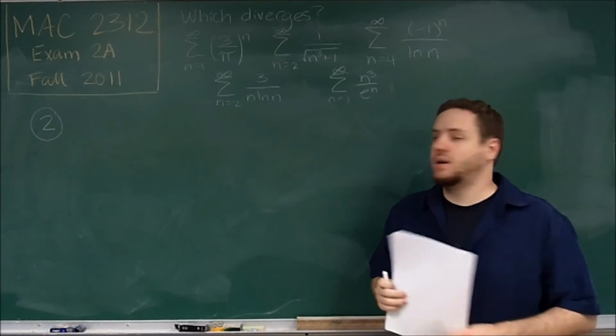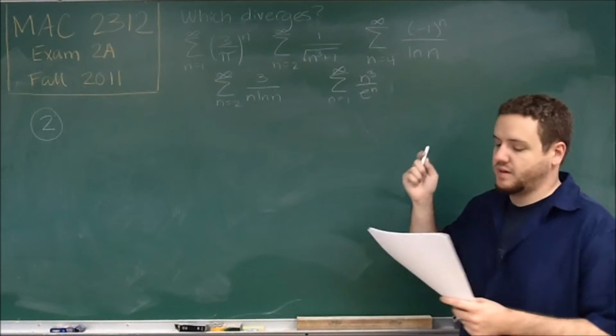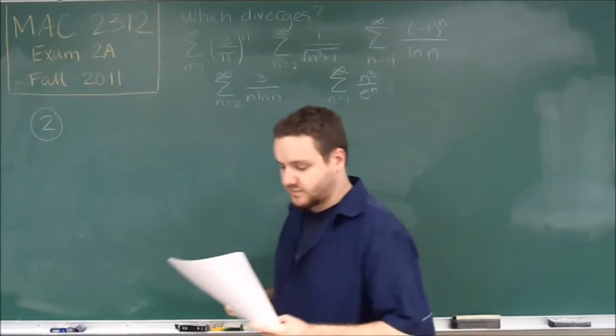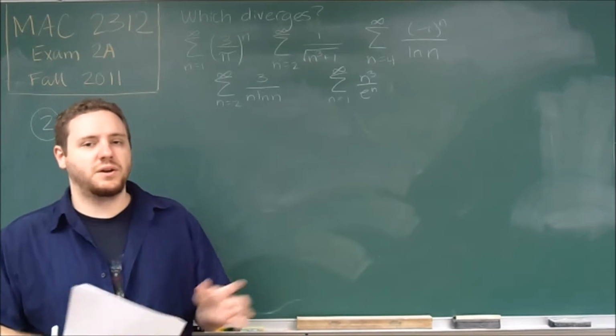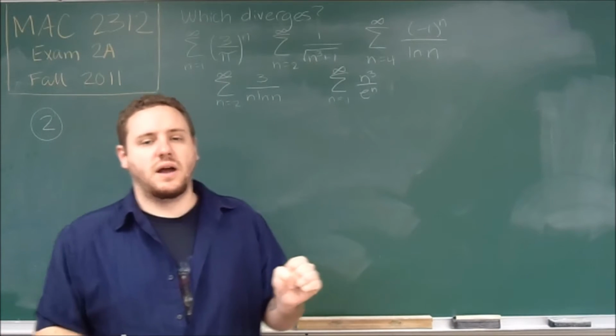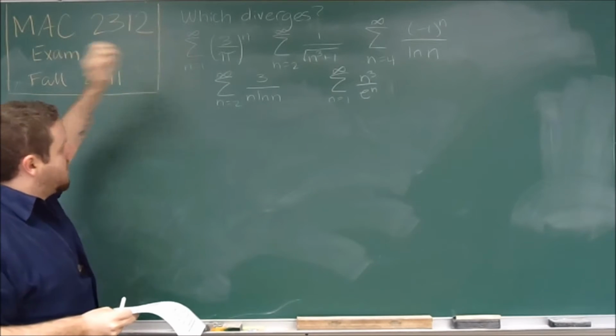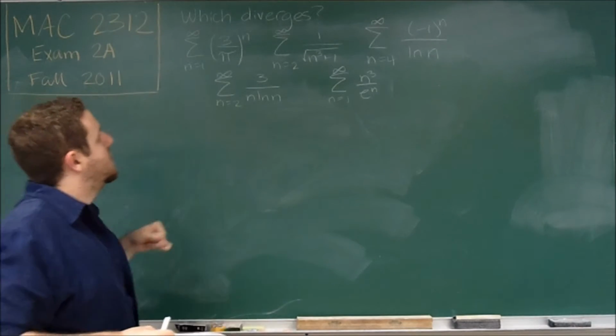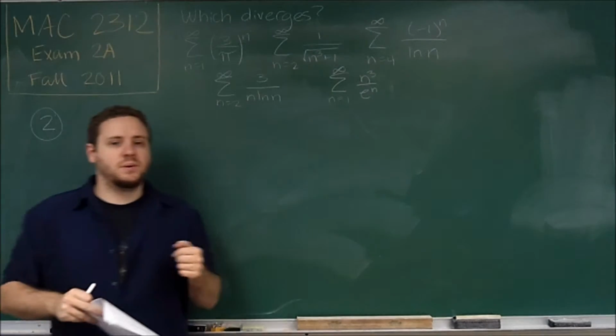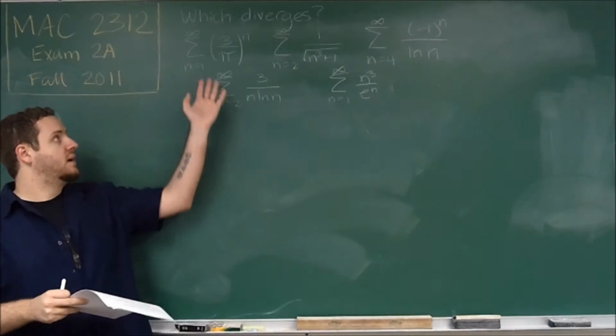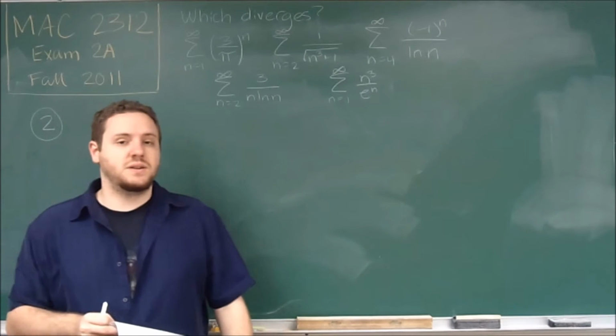Okay, for number 2, we want to tell which of these following series diverges. So we're just going to go through them one by one here and show you the tests for how you can do this. So for the first one here, we have the infinite series from n equals 1 to infinity of (3 over pi) all raised to the n power. Hopefully you recognize that this form right here looks like a geometric series.